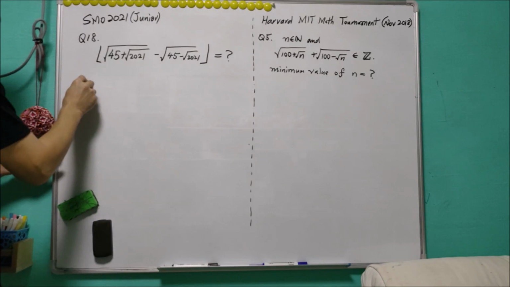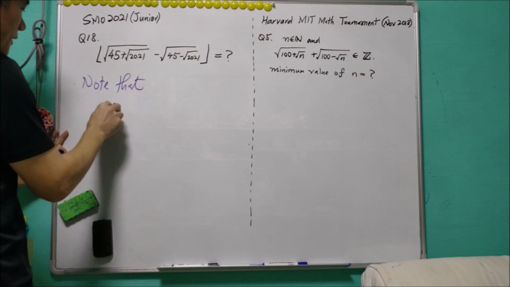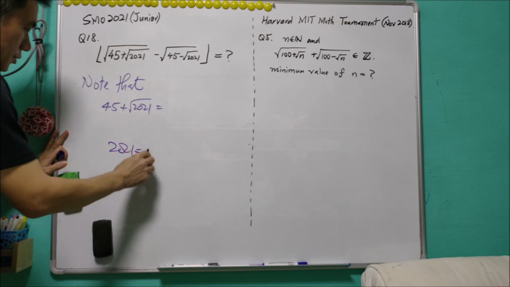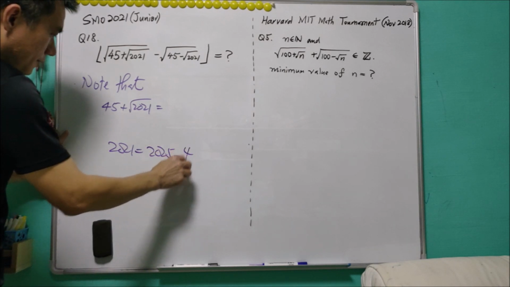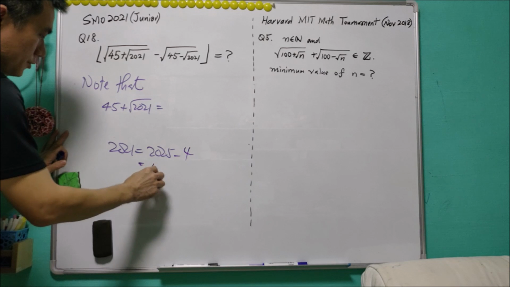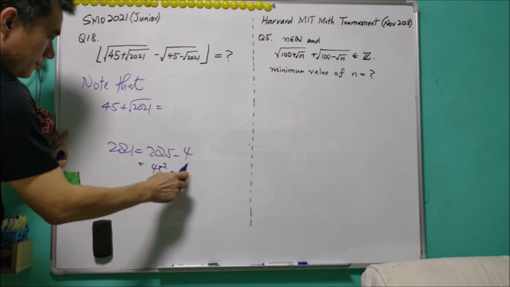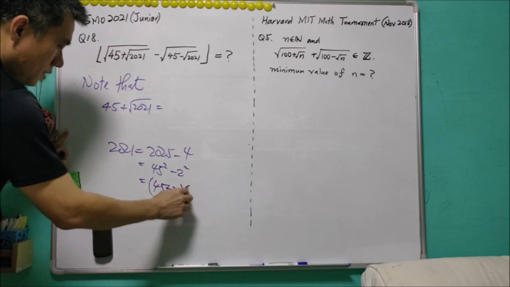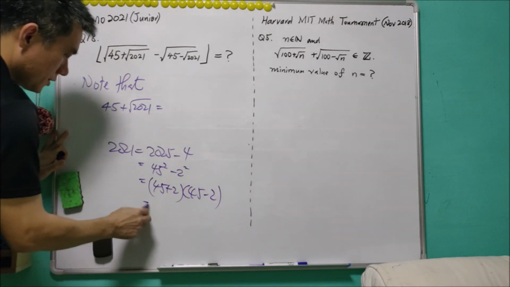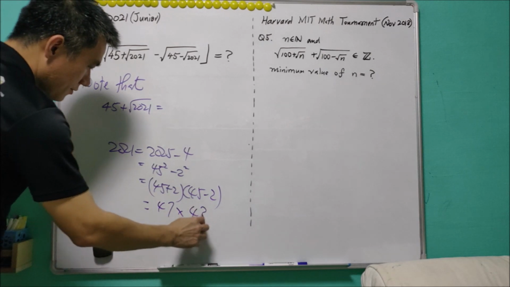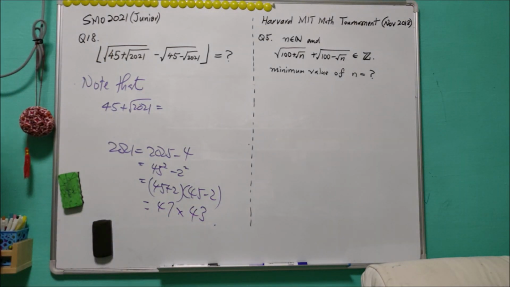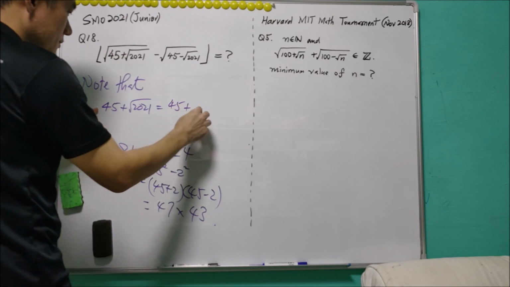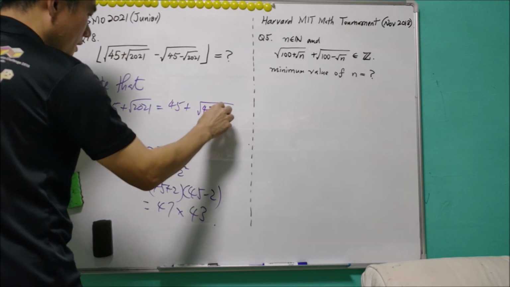Okay, so we know that 45 plus square root of 2021. 2021 is actually equal to 2025 minus 4. And 2025 equals 45 squared, and 4 is 2 squared. So this is 45 plus 2, and 45 minus 2. This is 47, and this is 43. Okay. So for this, it is 45 plus square root of 47 times 43.